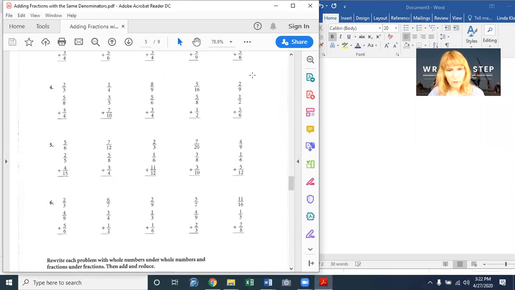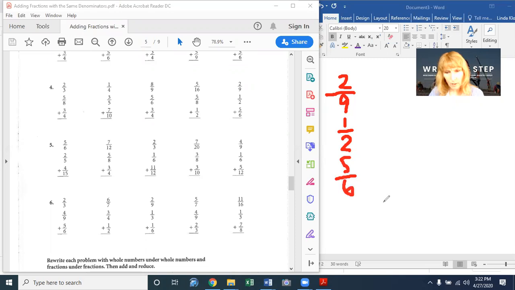Let's do the one on the end here. 2/9 plus 1/2 plus 5/6. Now we have 3 numbers, right? And we've got to figure out what number will work with all of these numbers. What number will divide into all of these? What number will multiply together to give us one specific number? So let's say equals, equals, and equals.